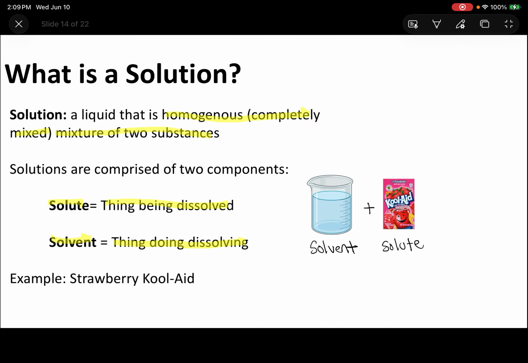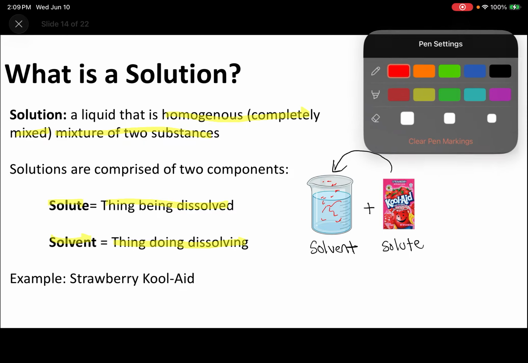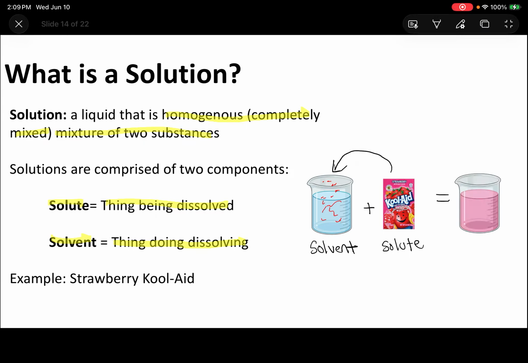So if I take this Kool-Aid powder and I put it into this water, okay? Let's pour a bunch of Kool-Aid powder in here and I mix it all together, I will get my solution. I will get my delicious strawberry Kool-Aid drink. So remember, solutions are a liquid that has been a mixture of two substances. Those two substances, one of them is a solute, which is going to be dissolved in the solvent. So in this example, water is the solvent and Kool-Aid is the solute, and I get a solution of beautiful, wonderful strawberry Kool-Aid drink.